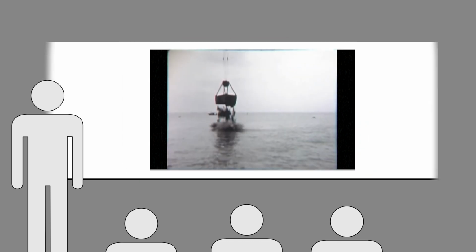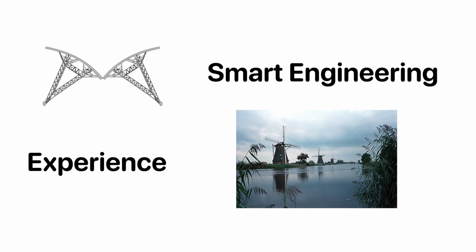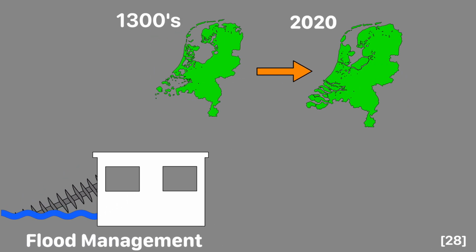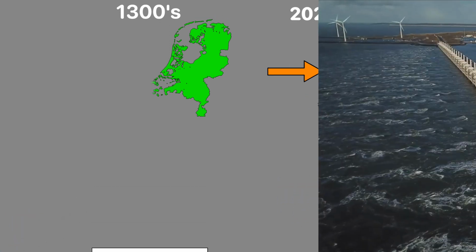The reason why the Netherlands is above the water is because of smart engineering on their behalf spanning back centuries. In this video, I'll be discussing flood management in the past, how the Dutch went from this to this, any hard lessons learned along the way, and how the Dutch keep their country dry today.